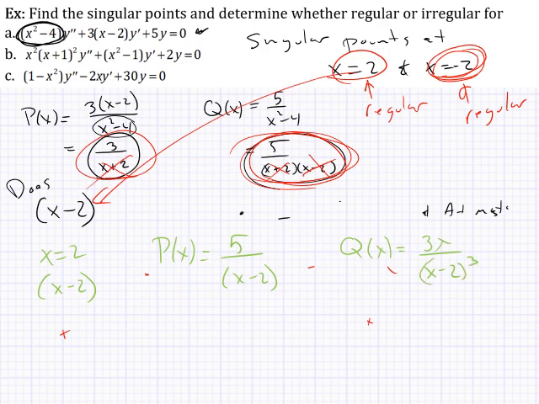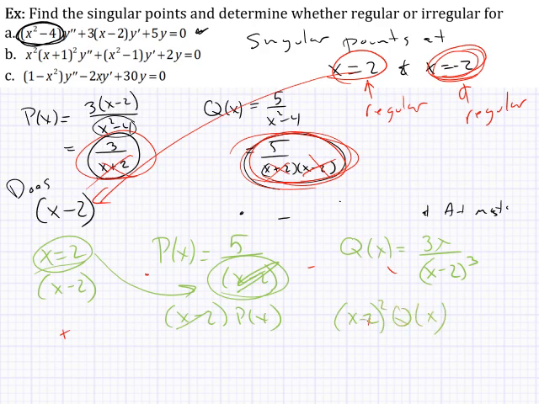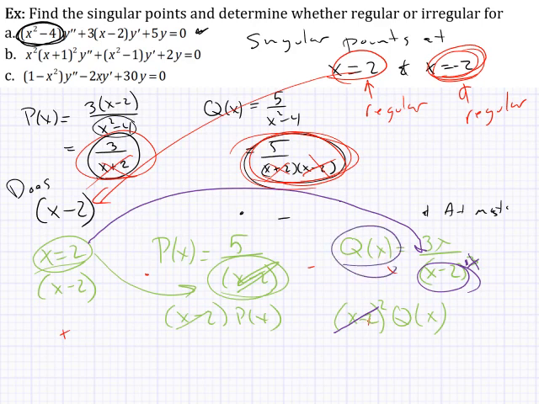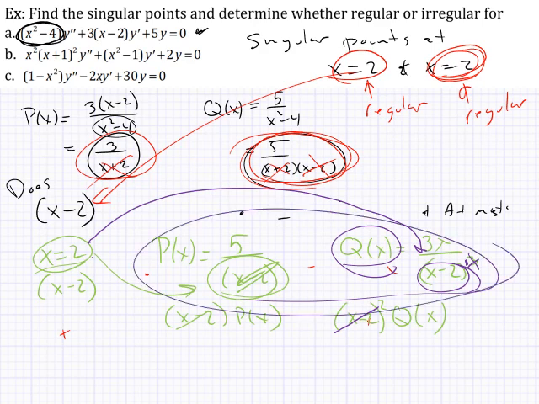So if I multiply p of x by x minus 2, would it remove the singularity, the place where 2 makes the denominator 0? Well, yeah, if I multiply p of x by x minus 2, it'll cancel with that denominator. Now, if I multiply q of x by x minus 2 squared, would it remove that singularity? And the answer is no, because this x minus 2 would cancel with 2 of these, but I'd still have 1 left over. So 2 would still make this denominator 0, and therefore wouldn't remove the singularity, and therefore q of x wouldn't be analytic. So in this case, 2 would then be an irregular singular point for some hypothetical scenario like this.